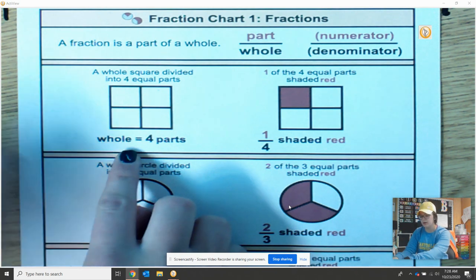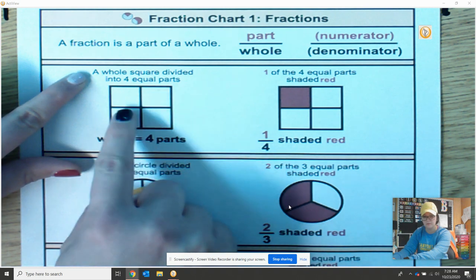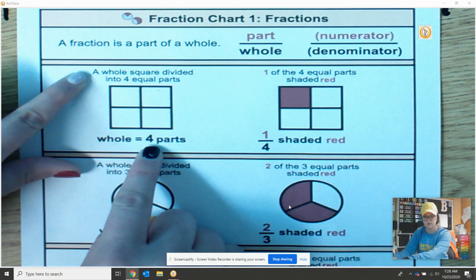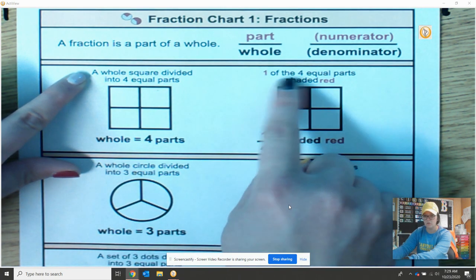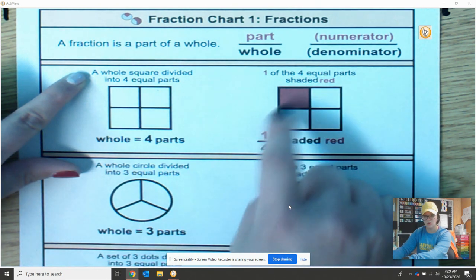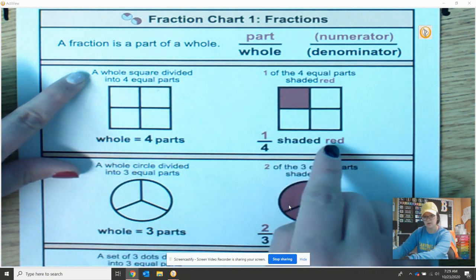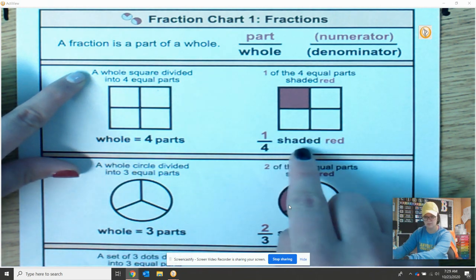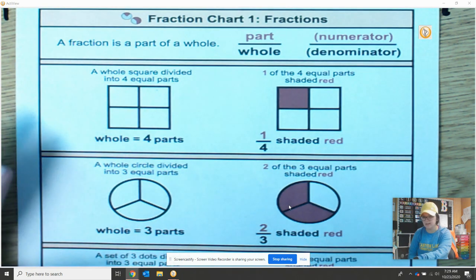So a whole square can be divided into 4 equal parts. 1, 2, 3, 4. So the whole thing equals 4 parts. If I shade one of the 4 equal parts red, I have 1/4 shaded red. I have 1 out of my 4 parts shaded red. Okay? Does that kind of make a little bit of sense?